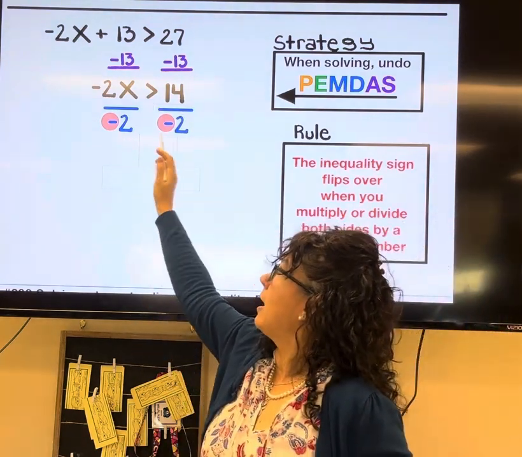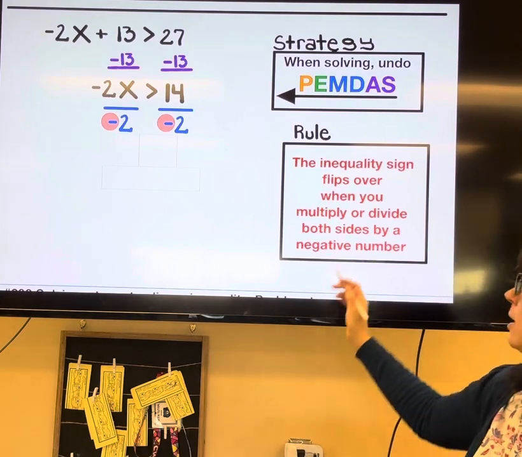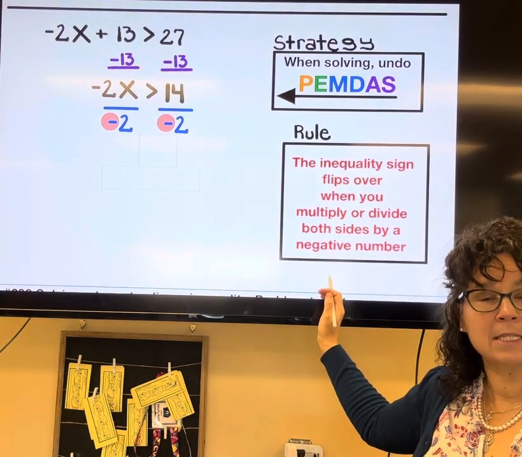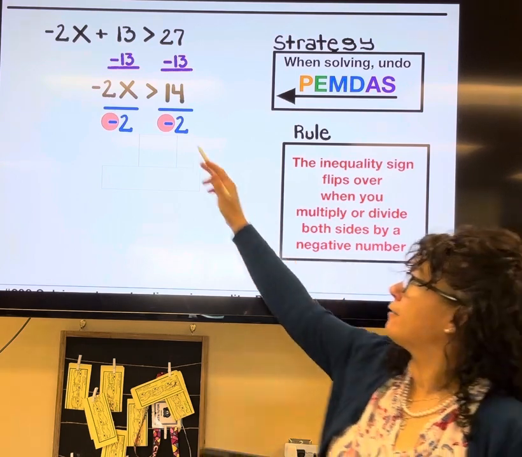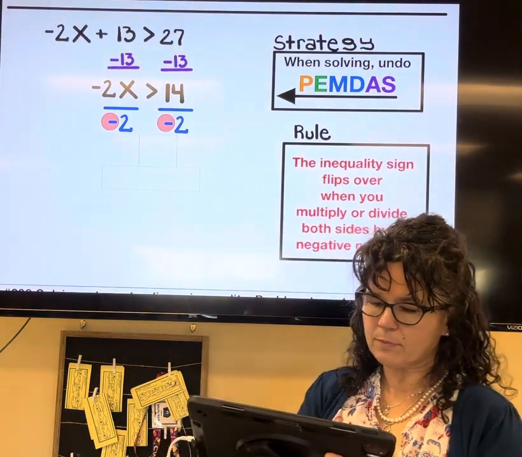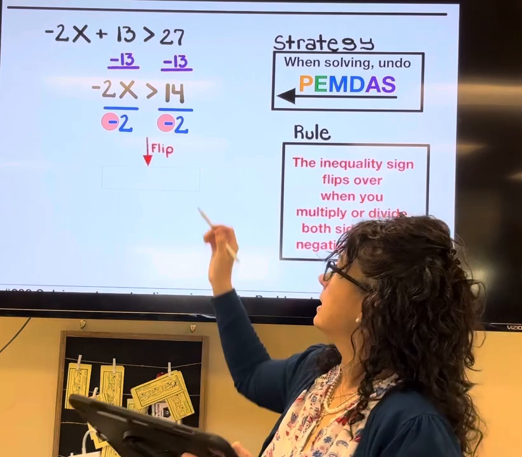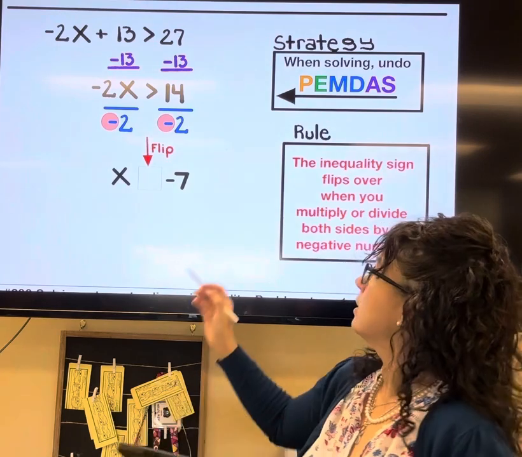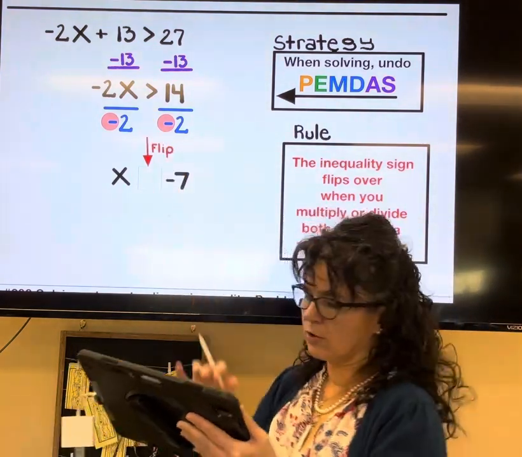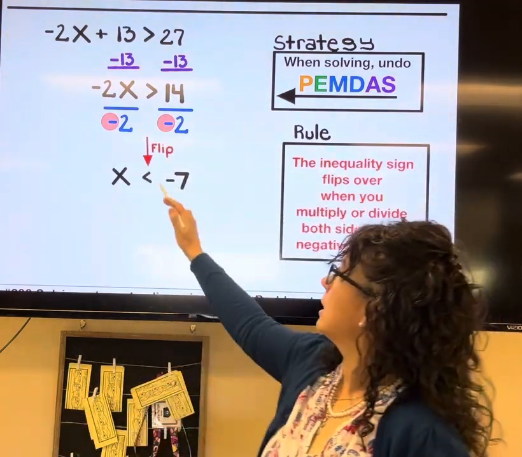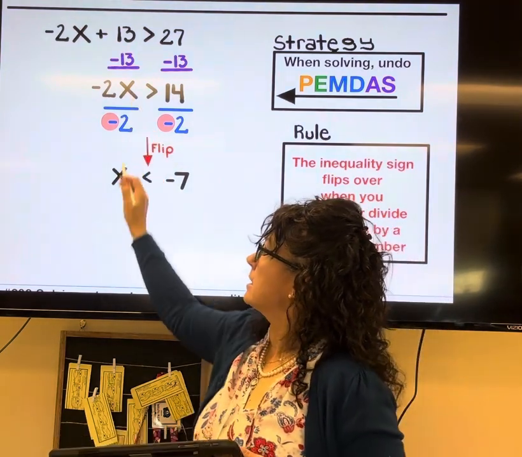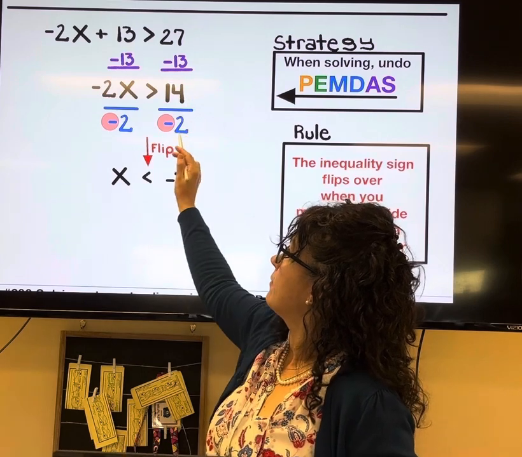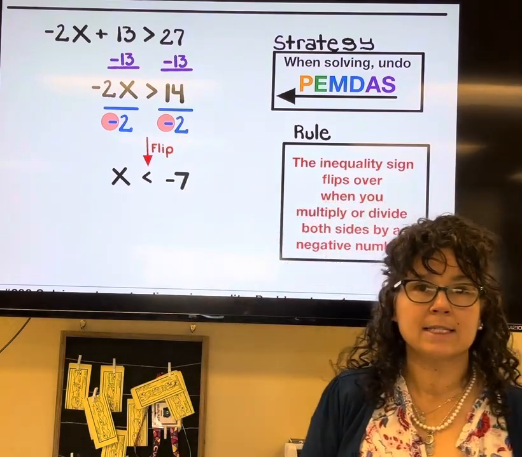You'll notice that I've highlighted the negative on the 2 because you want to remember anytime you multiply or divide both sides by a negative number, you've got to flip your symbol over. So this symbol is, instead of being a greater than symbol, we're going to turn that into a less than symbol. The x is by itself because -2 got rid of that -2, and 14 divided by -2 is -7.